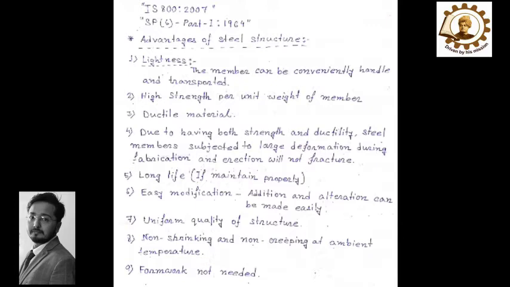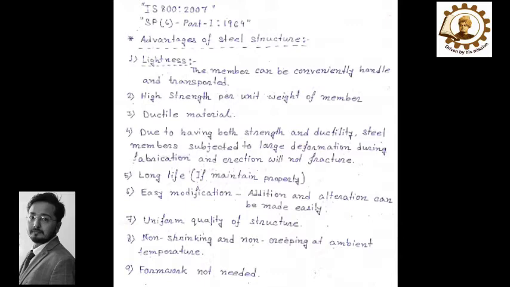Number 3, ductile material. Steel is a ductile material, so before failure of any member, a plastic hinge is created which indicates the weaker portion, so one can replace it in time. Just imagine a use-and-throw plastic pen. If you bend the pen, it will create a white plastic hinge. This is a real life example of a plastic hinge.